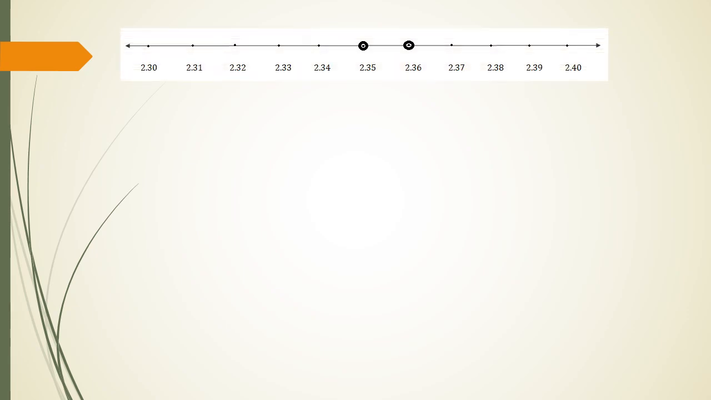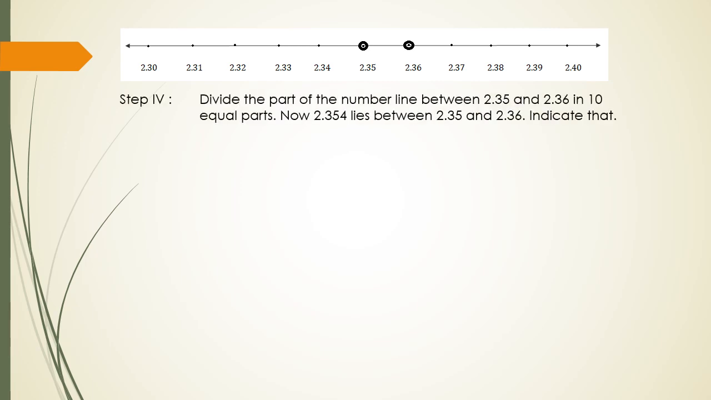We have divided the portion of the number line between 2.3 and 2.4 into 10 equal parts. As our number 2.354 lies between 2.35 and 2.36, once again we are going to magnify the portion of the number line between 2.35 and 2.36. So let us start with that first. Our step number 4: now we are going to divide the part of the number line between 2.35 and 2.36 into 10 equal parts.